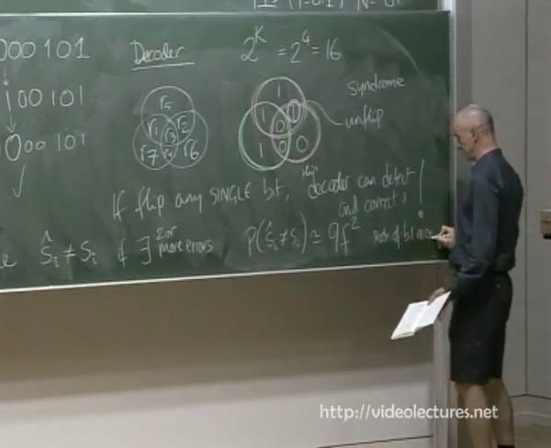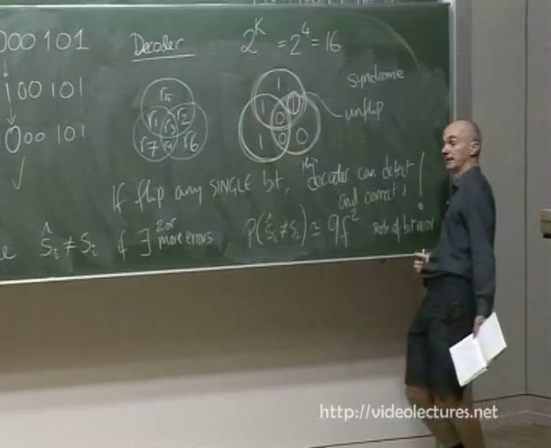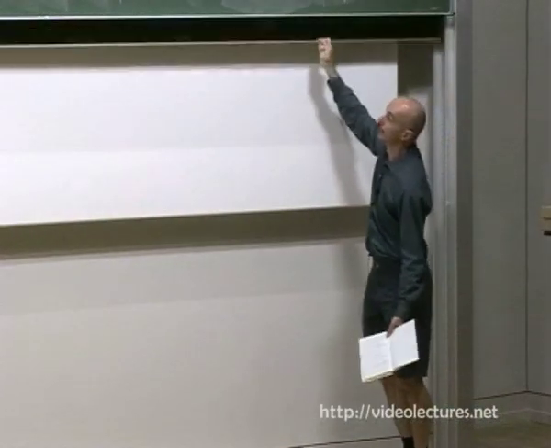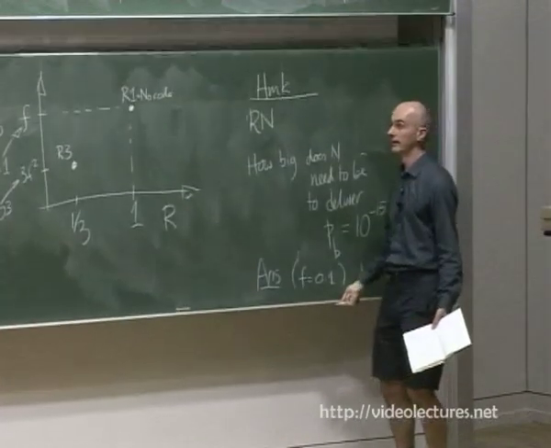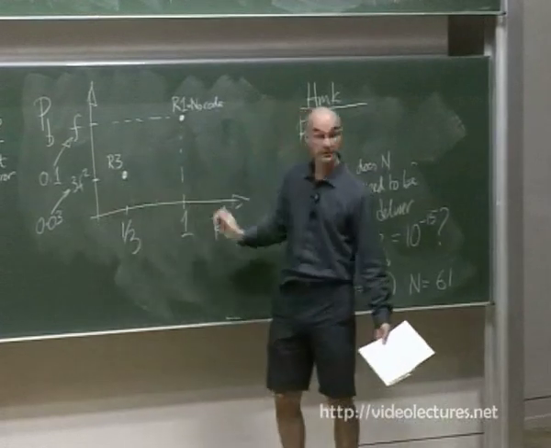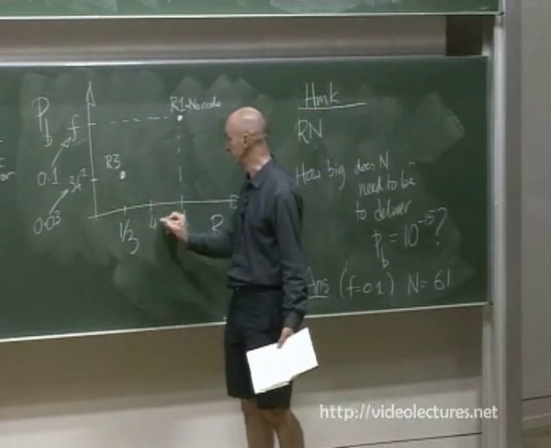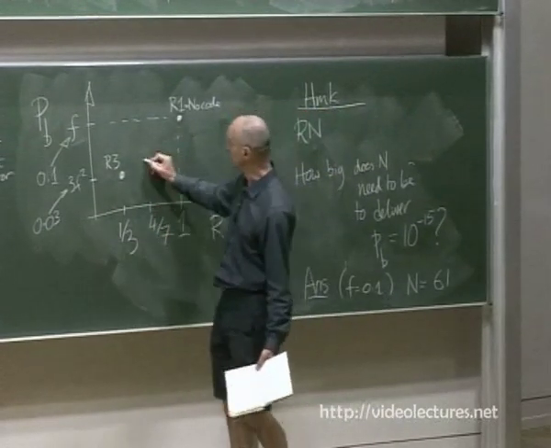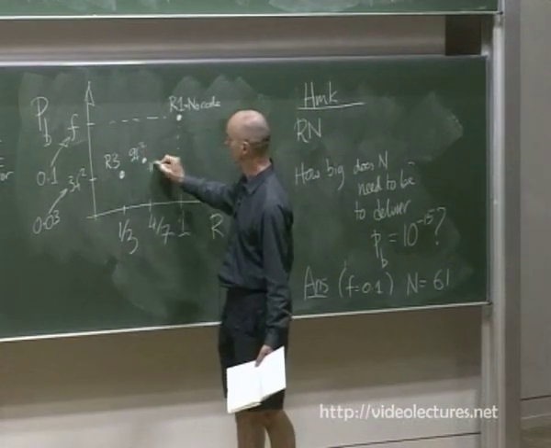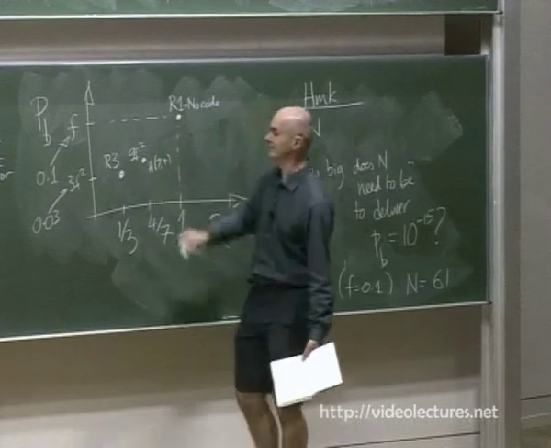And this is very exciting. Why is it exciting? Well, it's exciting because it's scaling as F squared, which is the same scaling that R3 had, but we've got it at a much bigger rate. So we've got a rate of 4/7, and the error probability is in the ballpark of F squared. It happens to be 9F squared, a little bit bigger, 3 times bigger.